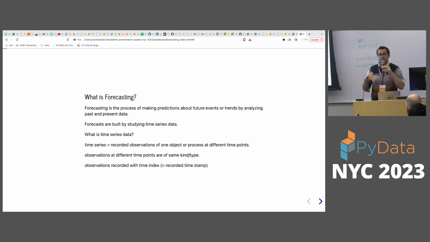Meaning your data has a particular time index, and at each one of those index points you have a particular observation. You want to use the patterns from previous time-based observations to extrapolate what's going to be happening in the future. So it is a particular sort of learning task which has unique properties, as we'll see later.